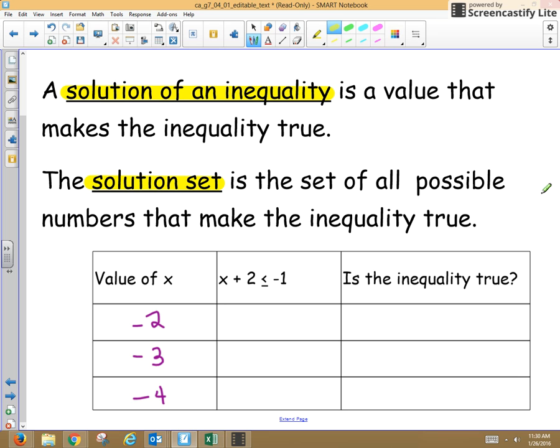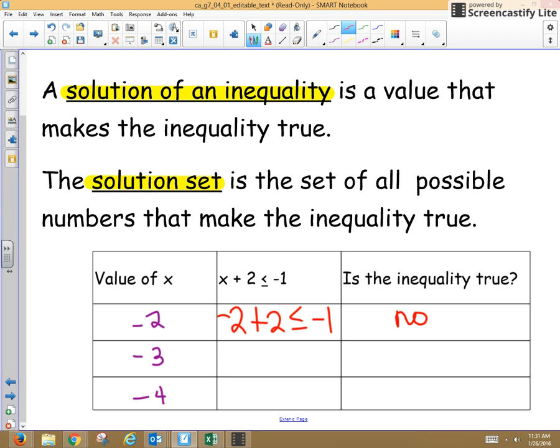Here I have a chart for the values of x. And I have this expression, x plus 2 is less than or equal to negative 1. Well, let's pretend x is negative 2. Negative 2 plus 2 is less than or equal to negative 1. Well, negative 2 plus 2 is 0. Is 0 less than or equal to negative 1? No. 0 is not less than negative 1. It is greater than negative 1 because it's further to the right on the number line.